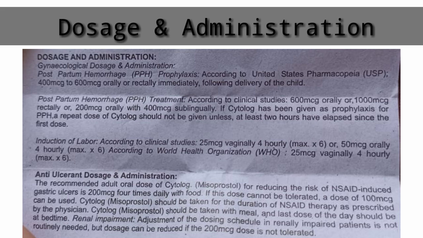Induction of labor. According to the clinical studies, 25 mcg vaginally every 4 hours, maximum 6 doses, or 50 mcg orally every 4 hours. According to the World Health Organization (WHO), 25 mcg vaginally every hour, maximum 6 hours. While you may see the anti-ulcerant dosage in this image that shows on your screen.